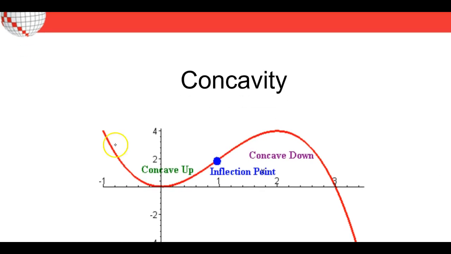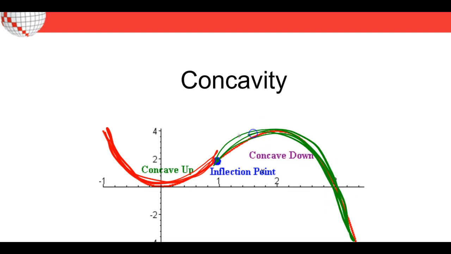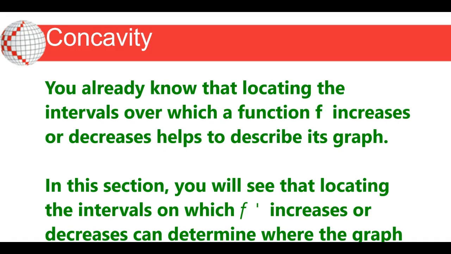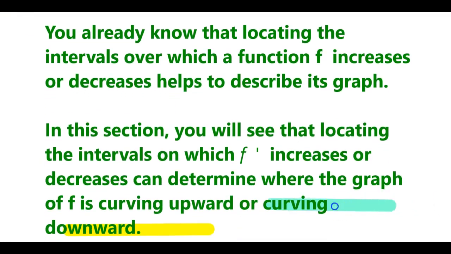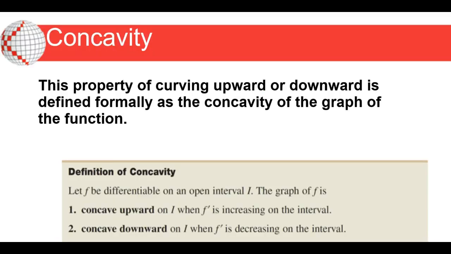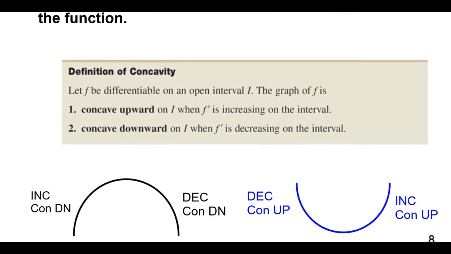So once again, this area right here is concave up, and this area in green over here is concave down, and this point right here is called the point of inflection, where concavity is changing. This slide is just saying, instead of talking about whether the function's increasing or decreasing, we're just going to look at the function curving using the second derivative and talk about its concavity.